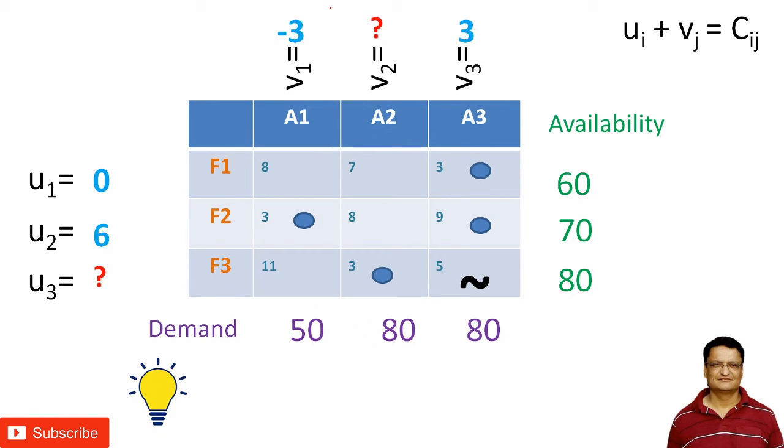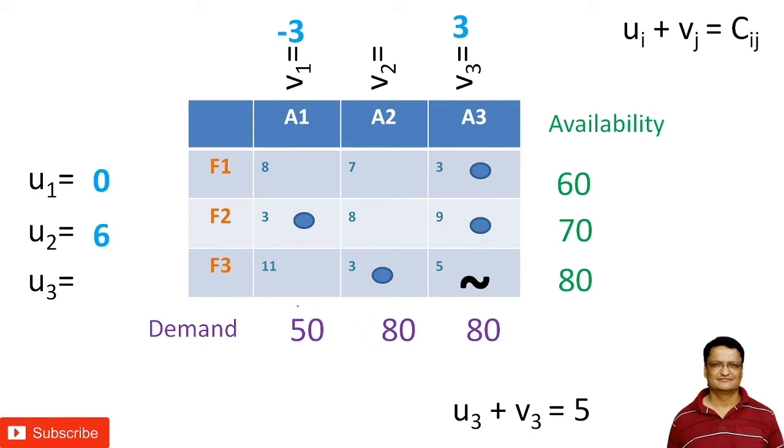Now here is a question for you. With the same procedure, can you calculate the values for the two remaining variables, that is u3 and v2? Pause the video and try to find out the answer. So I hope you must have got the answer. So let us verify your answer.